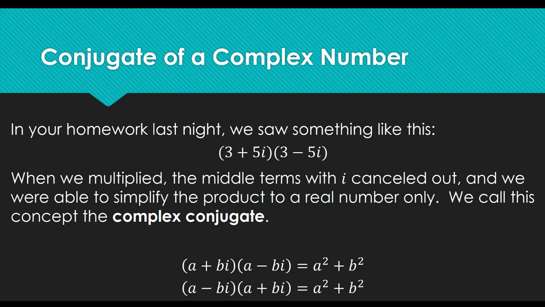So our definition is if you have two binomials that are essentially the same, but one's addition and one is subtraction, when you multiply them it turns into a squared plus b squared. So those middle terms with the i's end up canceling out. And it doesn't matter if you have the addition sign first or second, as long as the two binomials have the same terms of the real numbers and the imaginary numbers.